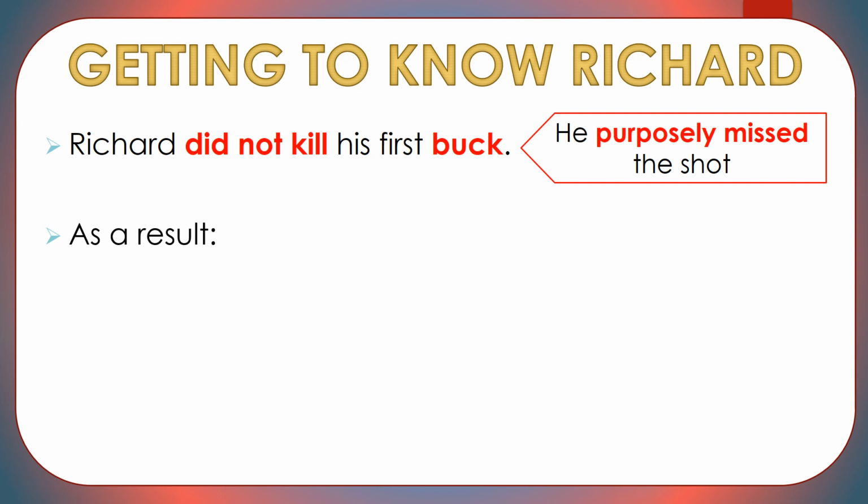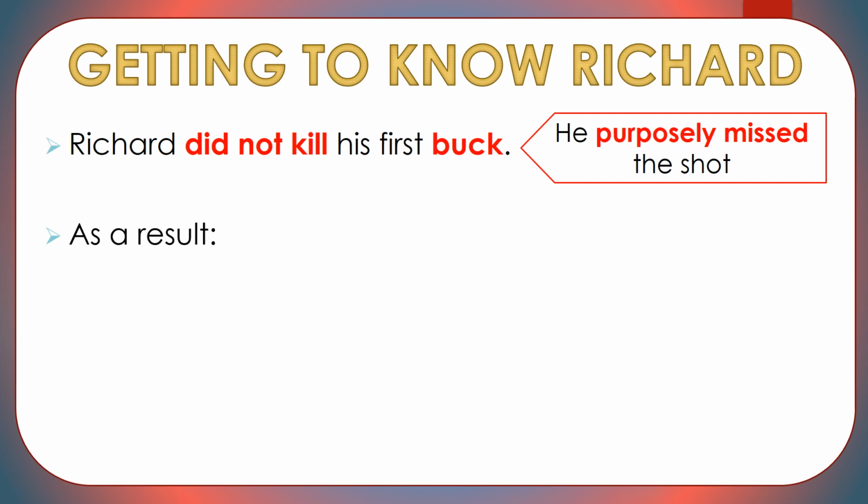Instead of getting angry at Richard, like Gus did, Pa asked Richard, so Richard, why did you not kill the buck? Why did you let it go? Why did you misfire? Why did you purposely misfire? So Richard here, he has two choices. One is to lie to Pa, and the second one is to tell the truth. Which one do you normally do? If I am afraid of my own father, I would tell a lie.